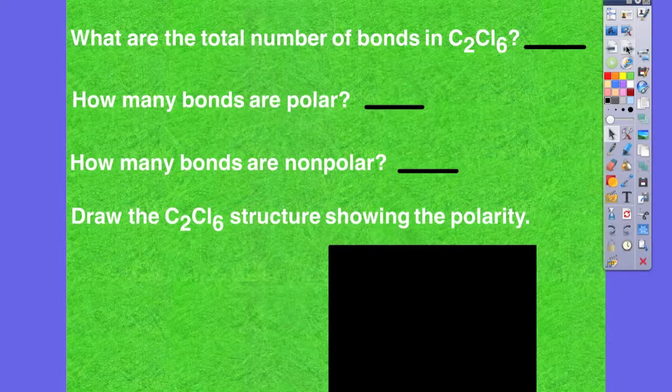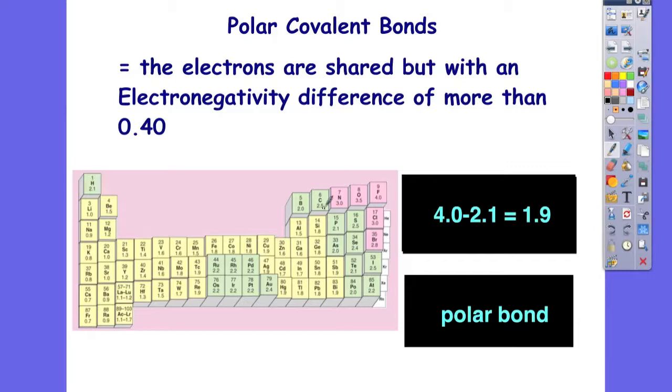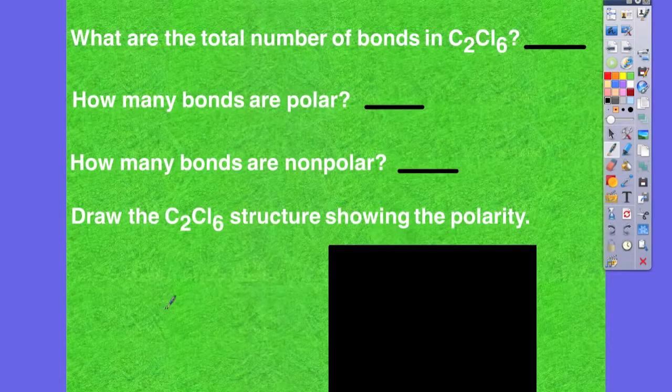What are the total number of bonds in dicarbon hexachloride? Remember that when we draw this, we put the least electronegative atoms in the middle. In this case, if we compare them with the periodic table, carbon is 2.5, chlorine is 3, so carbon is going to go in the middle, and we have 2, and then our chlorines all around them.